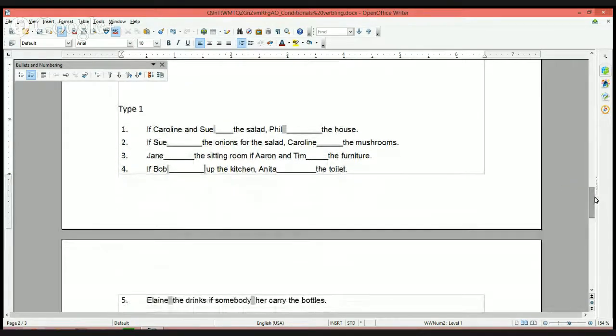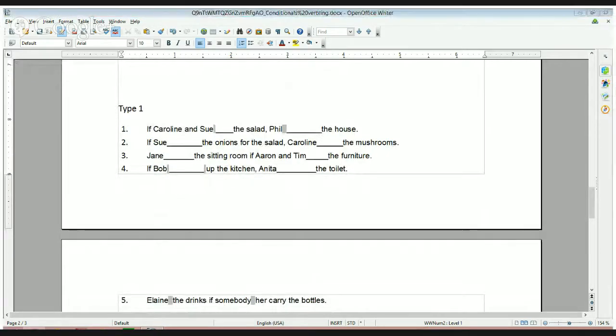Thank you very much. Adela, will you do number 2? If Sue put the onions for the salad, Carolina will put the mushroom. Sure, that works. And the only reason it sounds a little funny in the first part is because if we use the verb put, we probably would not use for. And we have some answers in the chat box if you guys are interested in looking. Amr is being very helpful right now. And yeah, make salad, will clean. Perfect for the first blank.